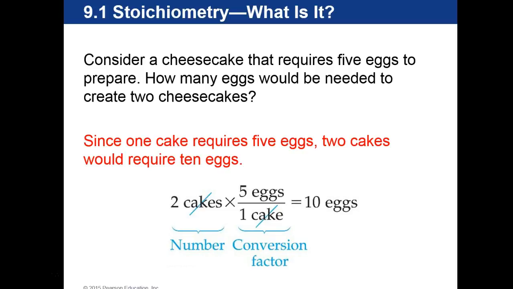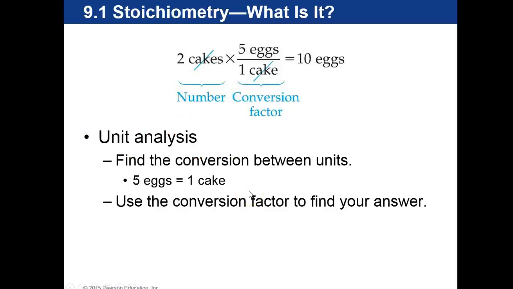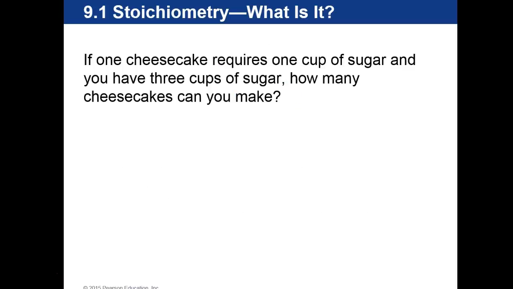Conversion factors are as such. If we make 2 cakes that require 5 eggs per cake, we get 10 eggs. What I really want you to notice is that the cakes are opposite each other, so it cancels out. What we're then left with is eggs. This is called unit analysis. We find the conversion between the units, for example, 5 eggs for 1 cake. We use this to find our final answer.